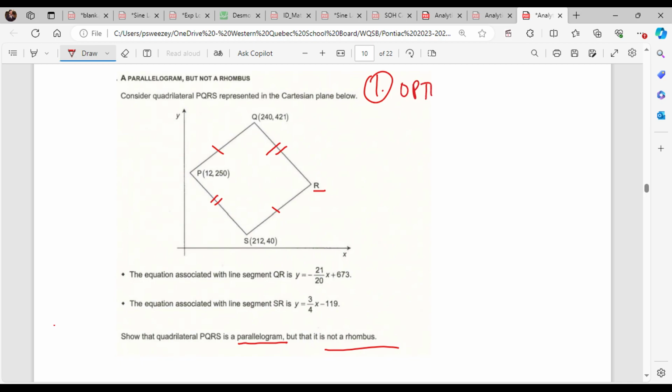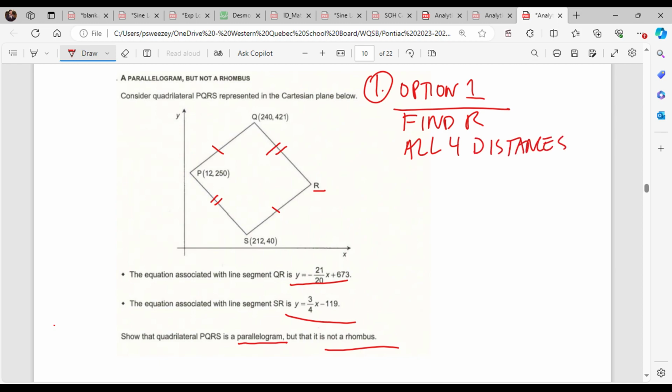So Cameron, option one, right? If you just use comparison and find R, we set this equation opposite that equation there, and we find R. We can then do all four distances. That would be option one. If I do all four distances, I can prove that it is a parallelogram and I can disprove the rhombus. In terms of strategy and approach, that's the easiest one to recognize. We good with that so far?